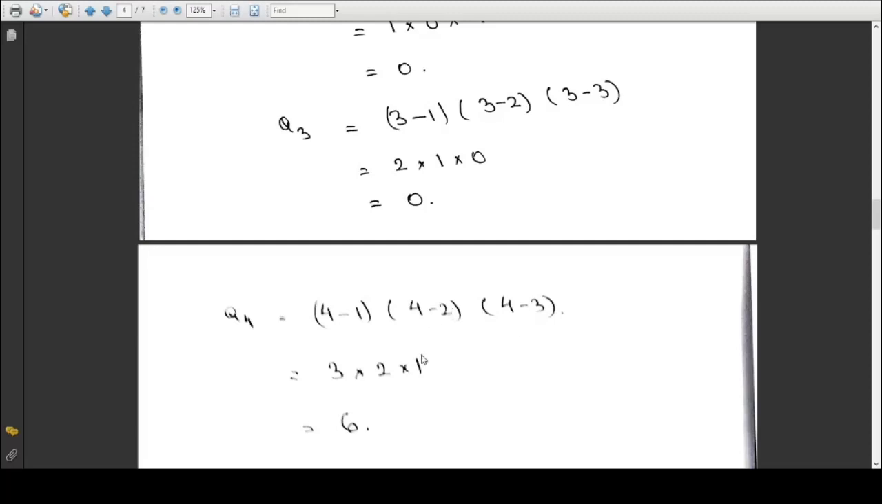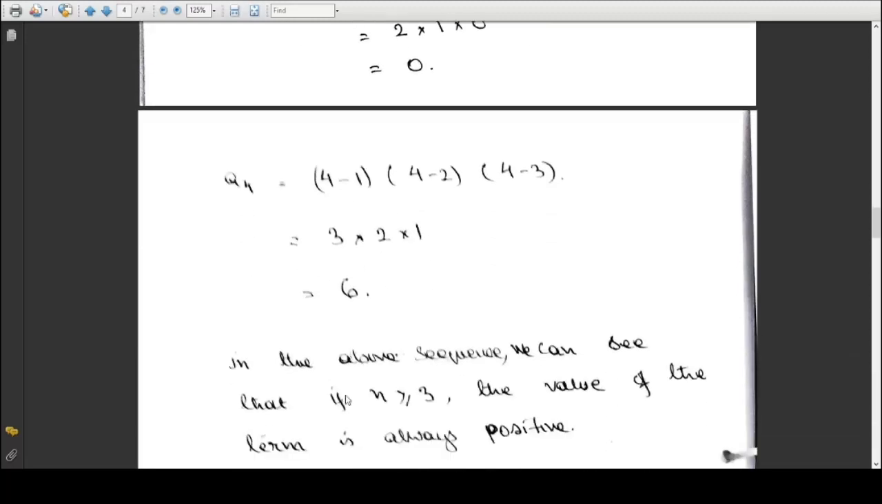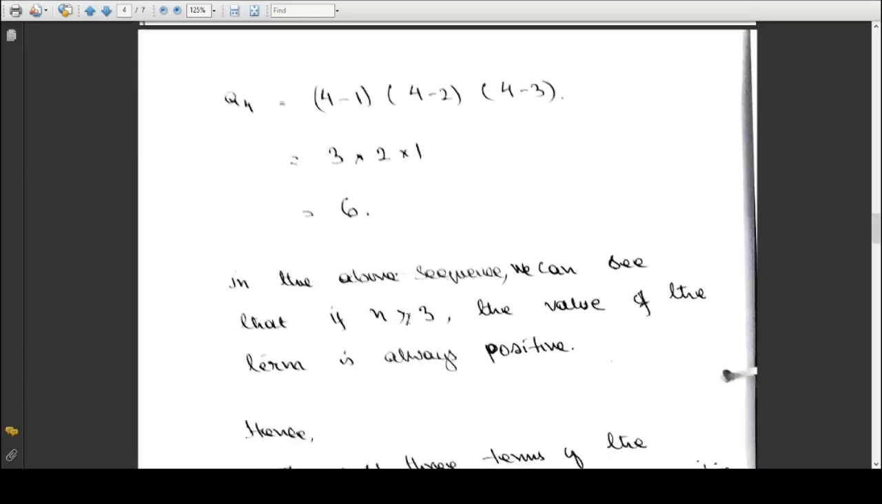That means the rest of the terms will always be positive, because 4 minus 1, or if we put 5 minus 1, which is bigger, the positive value is bigger, you will get positive from here also, you will get positive from here also. The product of 3 positive numbers will always be positive, isn't it? Therefore, we can arrive at the conclusion that the value of the term is always positive if n is greater than or equal to 3.